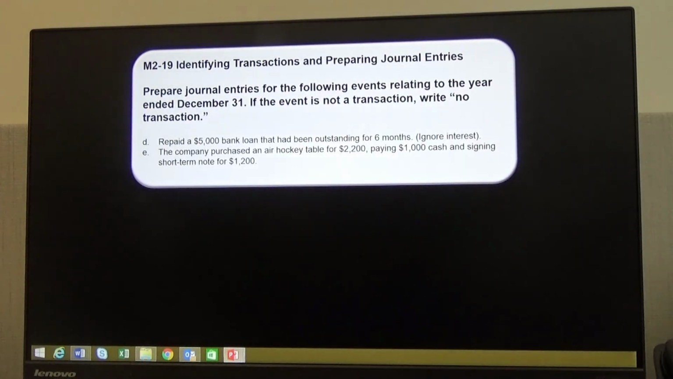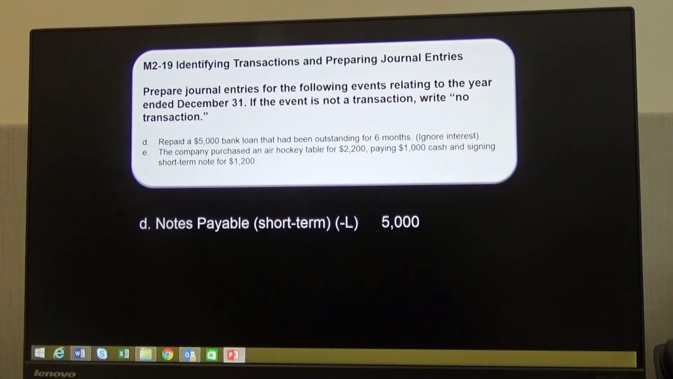Then we repaid a $5,000 bank loan that had been outstanding for 6 months, and we're ignoring interest still at this point. And so we would simply show the decrease in the loan by debiting the loan account, and we would show the decrease in the cash by crediting the cash.